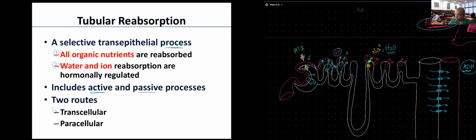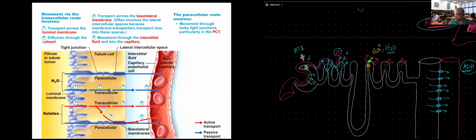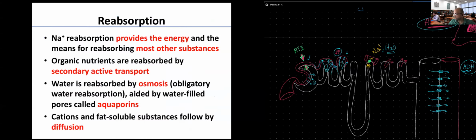There are two main routes for the reabsorption to take place. Either transcellular, which means the passage of the fluid and the solutes is taking place through the cell. So I'm passing through two plasma membranes, the apical side of the cell and the basal side of the cell. Or for some solutes, I'm traveling between the cells, and we call this paracellular transport. So either transcellular or paracellular transport.